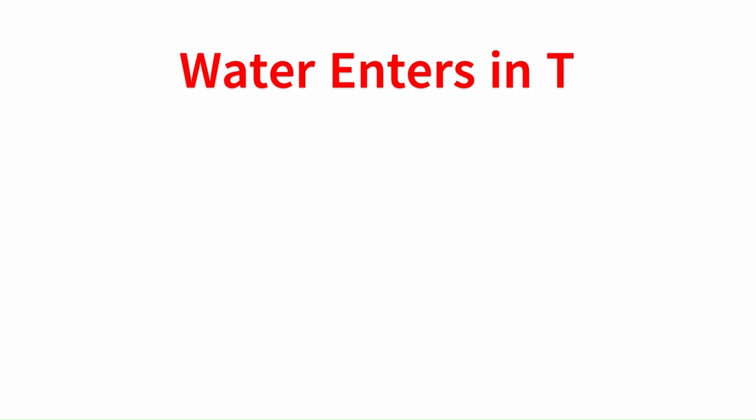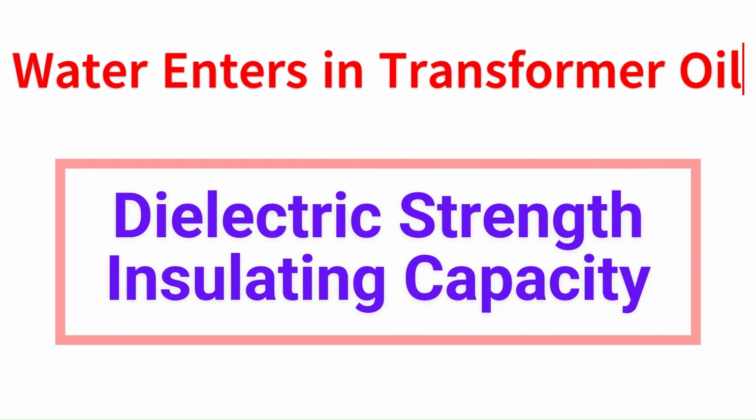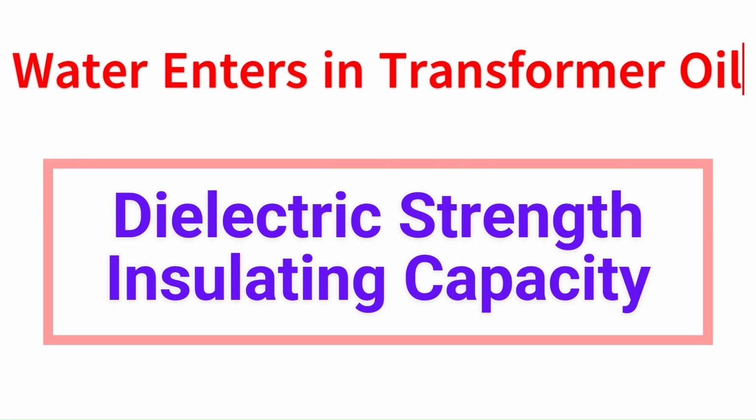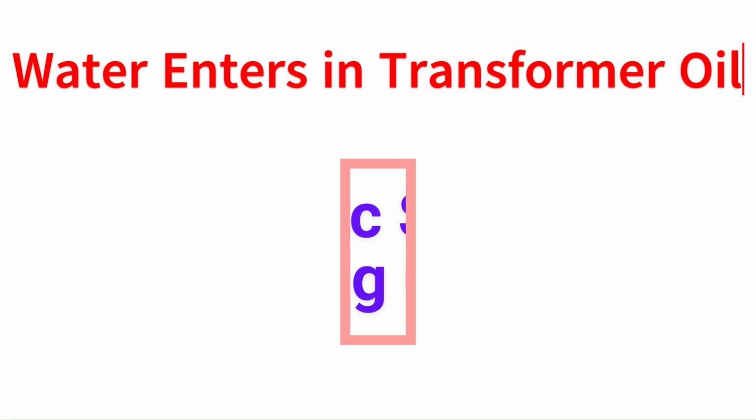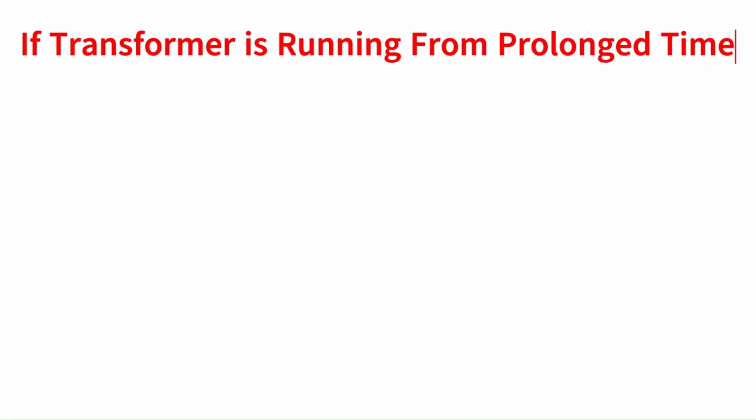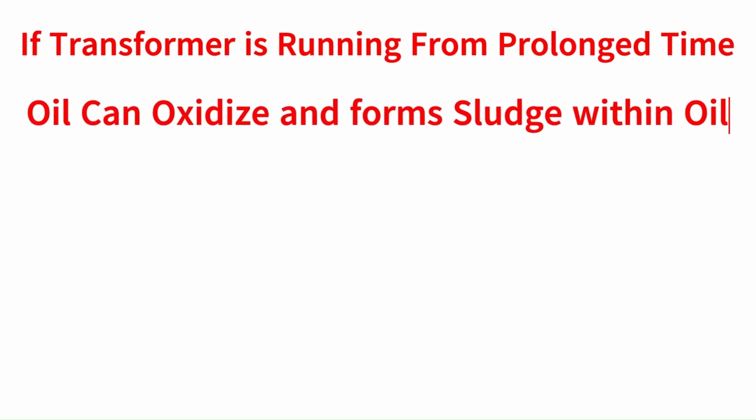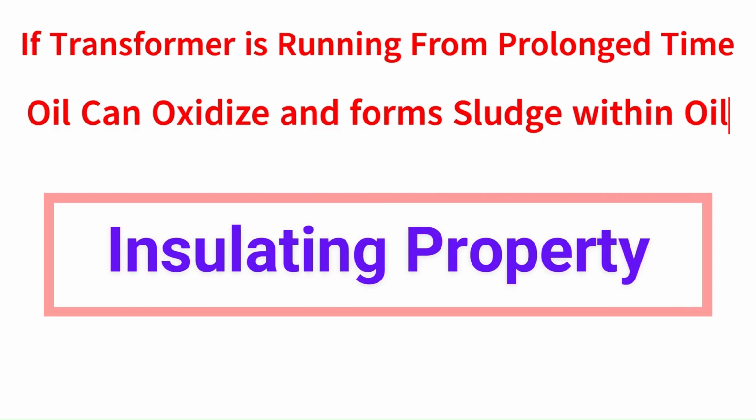First, water can enter the transformer oil from the environment, which lowers the dielectric strength of the oil and reduces its insulating capacity. Second, if the transformer is running for a prolonged time, then the oil can oxidize, which will form sludge within the oil, which will degrade the oil's insulating properties.